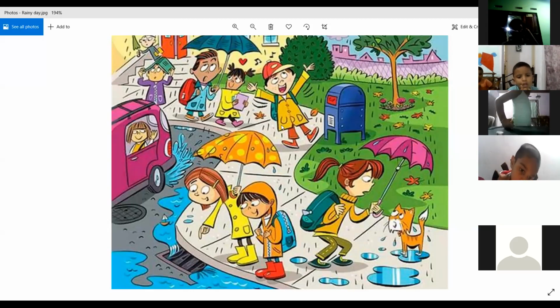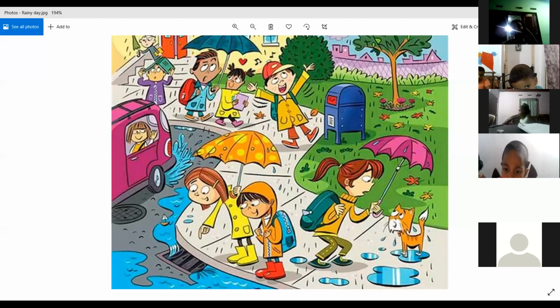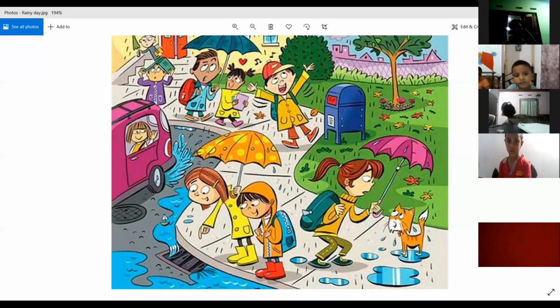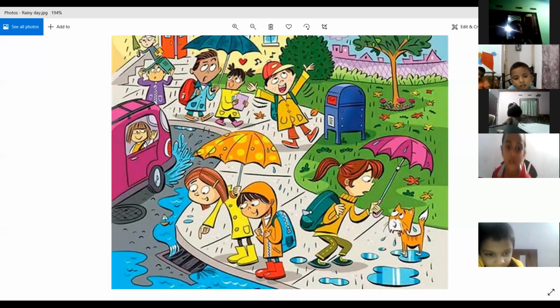This one is also wearing a raincoat. And see, children are wearing raincoats. What else? Children are wearing boots. Children are wearing boots. And a girl is saying bye to her friends. Can you see? A girl is saying bye to her friends. And what else?